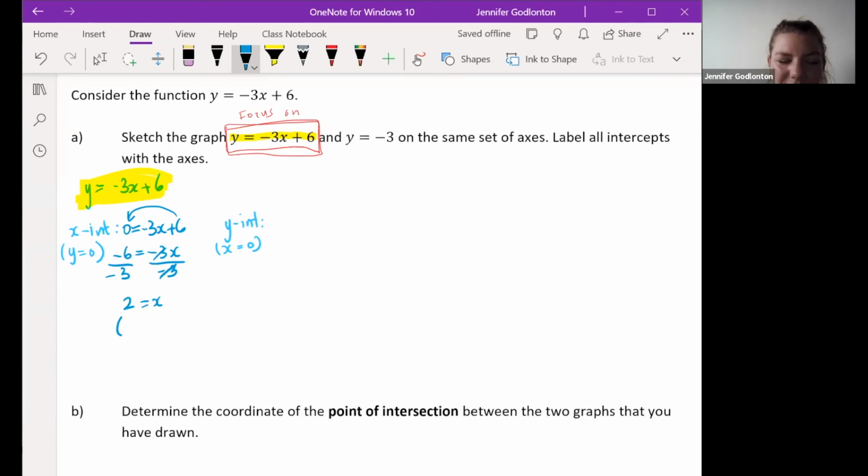That would be 2, and then a 0. Good. Okay, perfect. Yes, that's 100% right. Beautiful. Okay. Well done. Now my y-intercept.